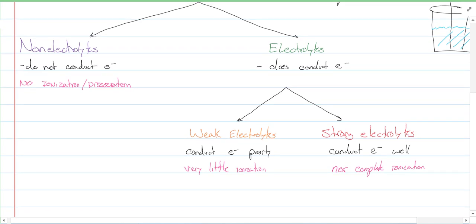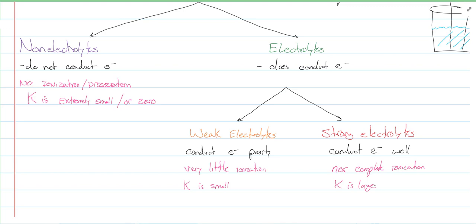So what do we have? We have K, the equilibrium constant K. K is extremely small or zero, like your molecules and whatnot. For weak, K is small. And for strong, K is large, right? K tells us how far the reaction proceeds. So non-electrolytes, K is extremely small or zero, doesn't even exist. Weak electrolytes, K is small, usually less than 1,000. And strong electrolytes, K is big. So how do I tell which I have?